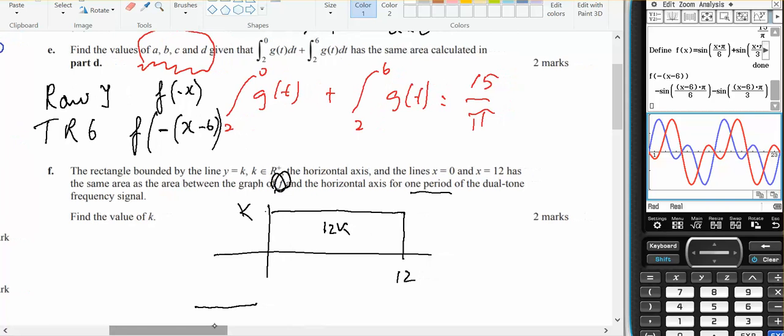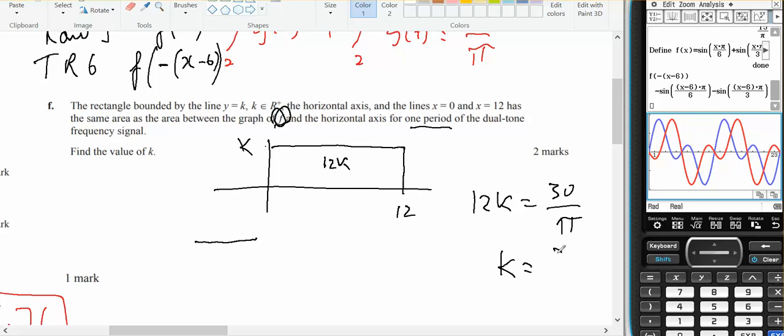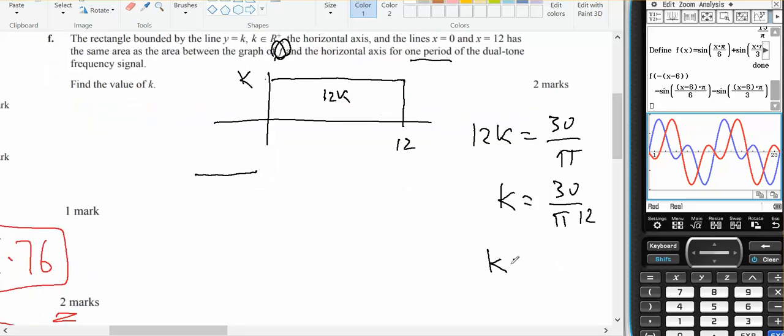So 12K equals 30 on pi. K is going to equal 30 on pi divided by 12. K is going to equal 6 goes into that, 12 goes into that 5. 5 on 2 pi.